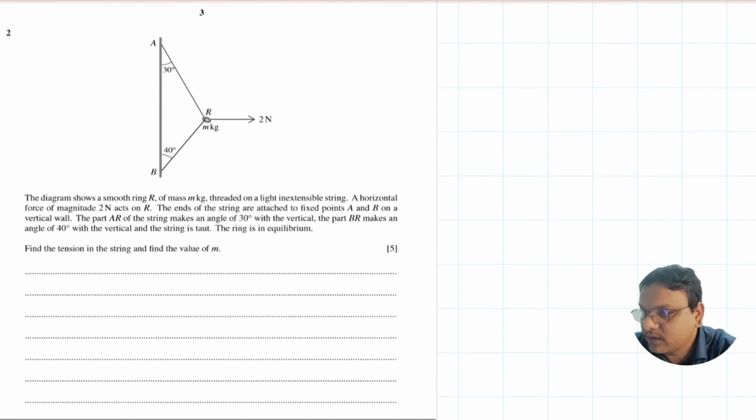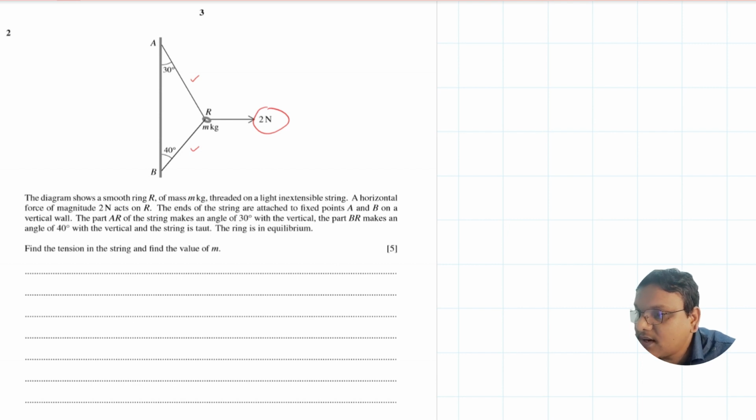Now moving to the next question. If you see the next question here, see what the question is all about. The diagram shows the smooth ring R. You can see here it is the same string, it's not an individual separate string, it is the same string attached. This angle is given, 30 and 40, and there is a horizontal force of magnitude 2 N. This force is applied, you can see here, against X on R.